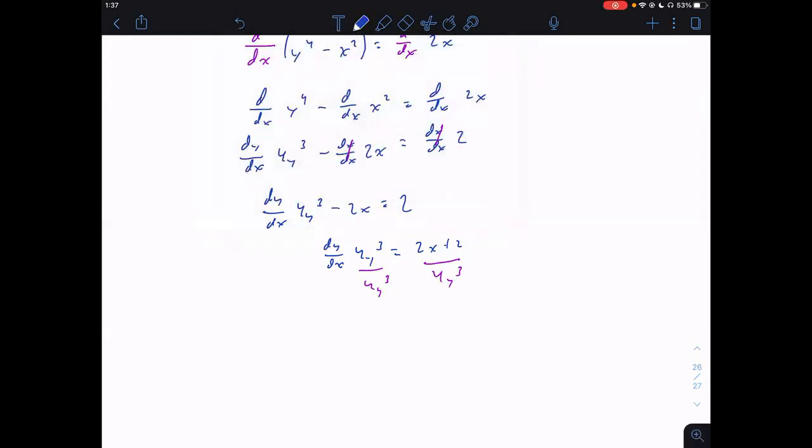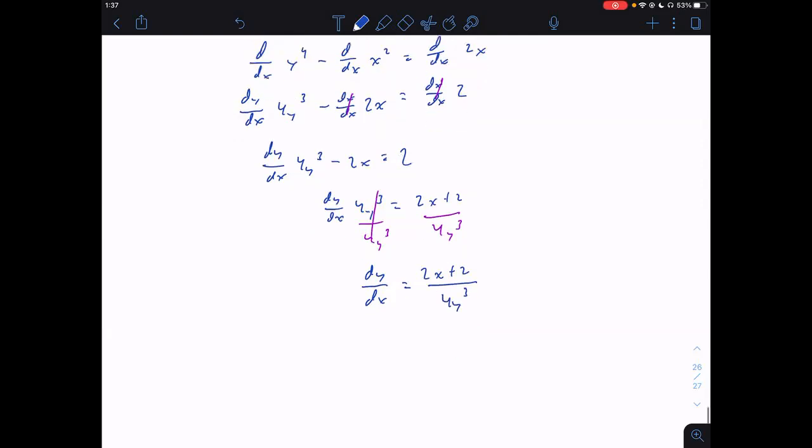Okay, leaving us with, so these two cancel out here. And now we're left with our implicit derivative of dy over dx equal to 2x plus 2 over 4y cubed.